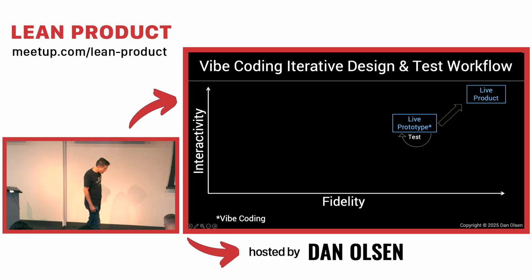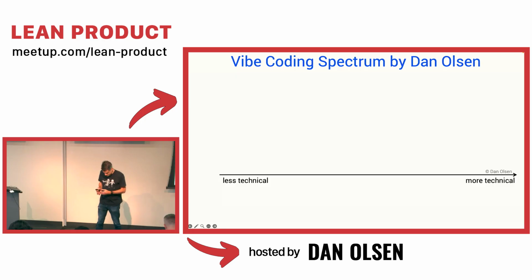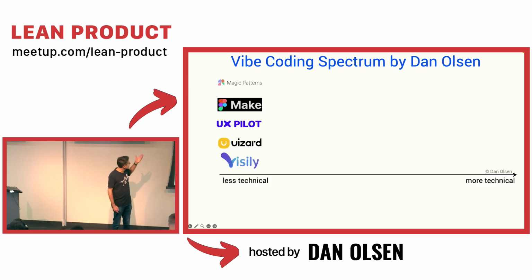And I created a framework since the July hackathon, because there's so many tools out there and people ask me, which one should I start with? How do I think about these? So I created a framework that I call the vibe coding spectrum. And it's been pretty popular when I've been sharing it on LinkedIn. And the main axis is less technical to more technical, right? That's the main axis from left to right. And I'll go through some of these. So the first category, the idea is each column is kind of a category of similar tools.